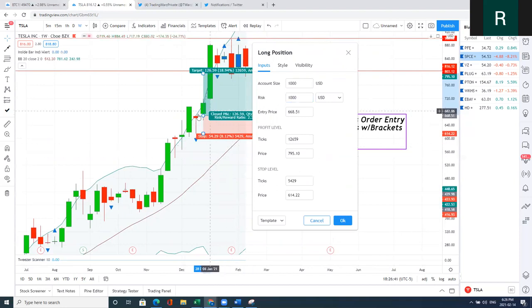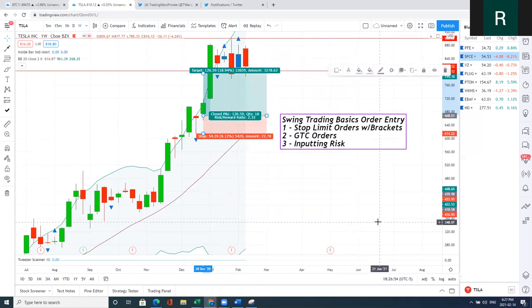So what that means is if this Tesla position turns around and hits our stop loss, we're going to lose $1,000. However, if it goes to 2 times our risk, we're going to make $2,000. So this is a risk that we're willing to take. Okay.